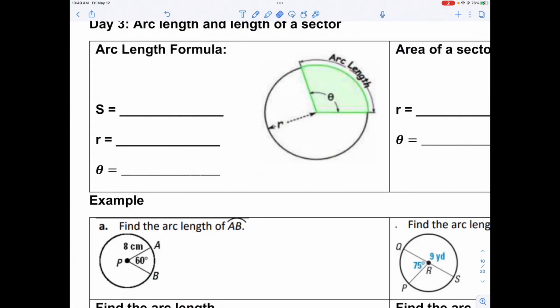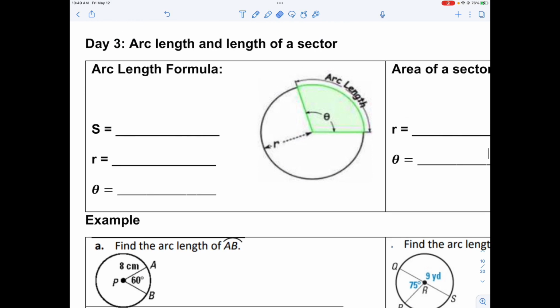Hello, boys and girls. Today we're going to look at finding the arc length of a sector. In the previous unit, we found the arc measure, and that arc measure was in degrees. Now we're going to find the length. The length would be measured in units like centimeters or inches.